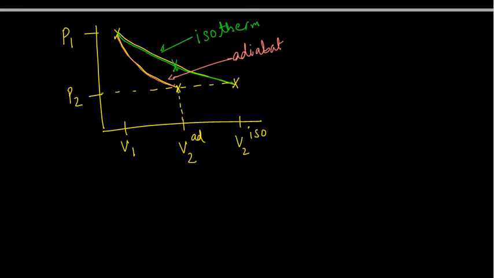Yes. So in case of an adiabat, T2 is less than T1, right? So the gas always cools down. No doubts. Everything is fine. Till now everything is fine.